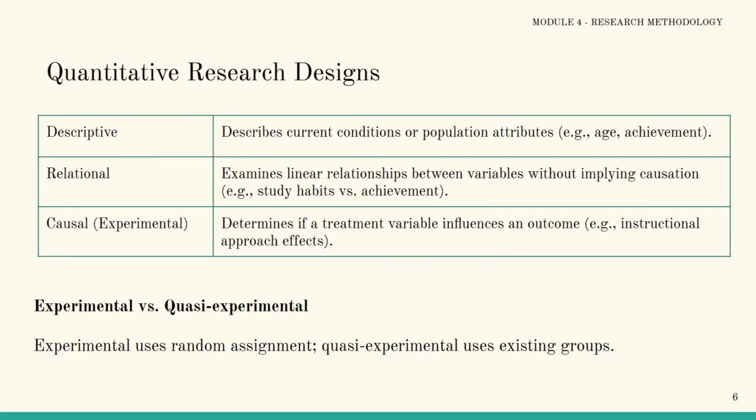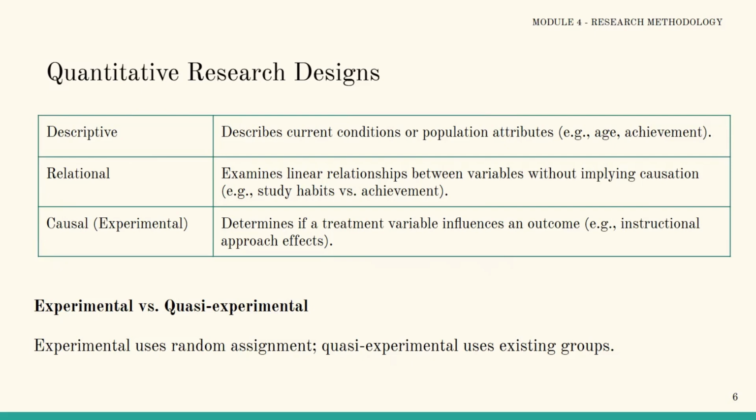So then the third kind, it's causal or experimental. So this type of methodology determines if a treatment variable influences an outcome or another variable. So in bridge engineering design, experimental design sets are very common, but also there is something called quasi-experimental research methodology design.